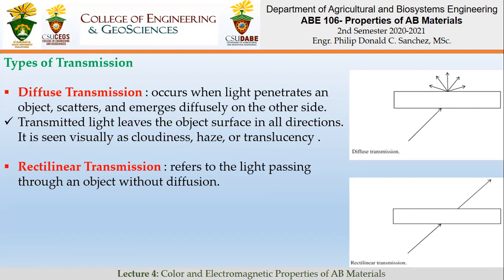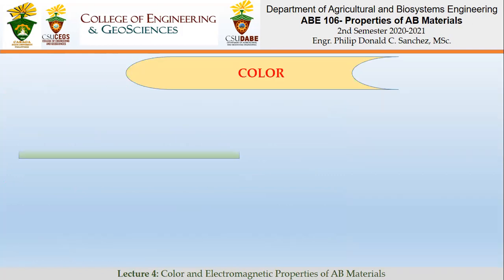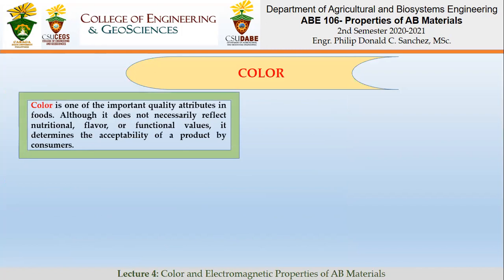So with the internal characteristics, it will surpass or pass through that particular sample or object. Okay, so specifically for color, we'll continue with the color properties, the basics or the theory behind color. As defined, color is one of the most important quality attributes in foods.